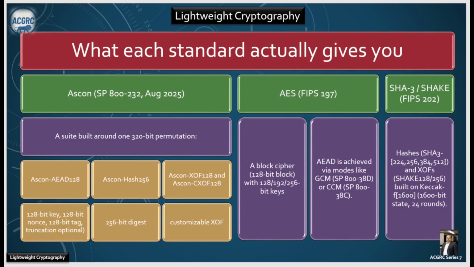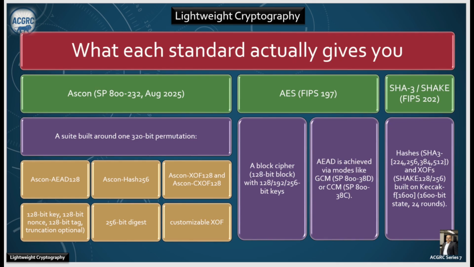So what does each standard actually give you? Well, Ascon, in SP 800-232, is a suite built around one 320 bit permutation. The Ascon AEAD128 has a 128 bit key, 128 bit nonce, and 128 bit tag. The Ascon Hash256 gives a 256 bit digest. Ascon XOF128 and CXOF128 are a customizable XOF.